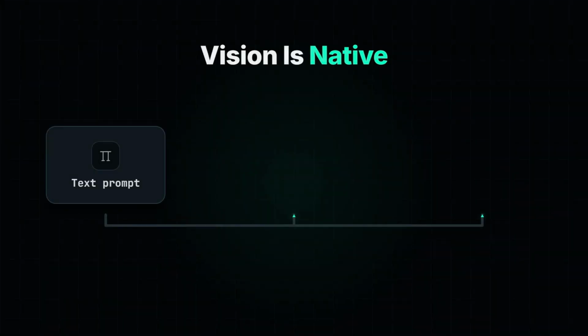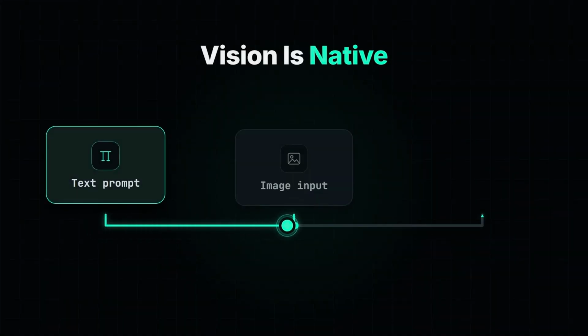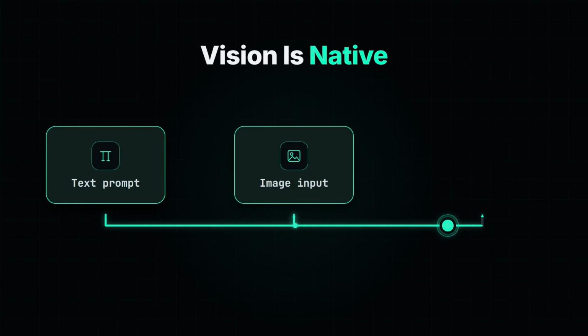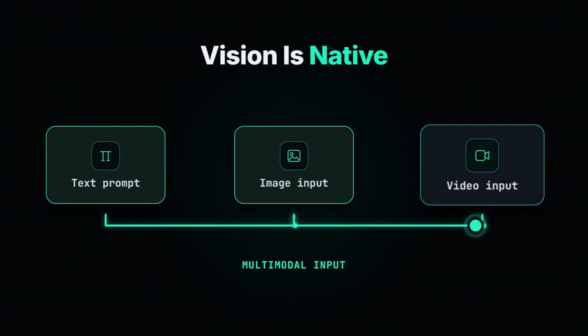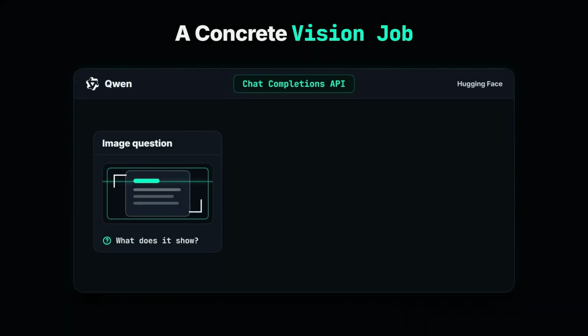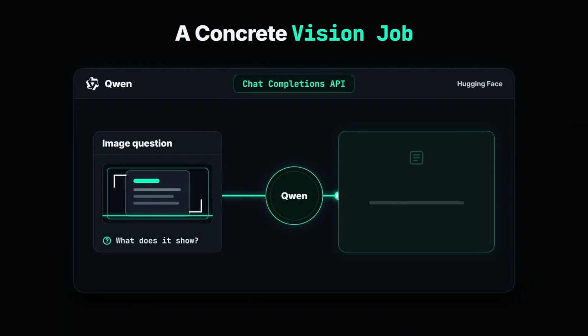Suppose you ask about a diagram instead of pasting text. Accepting text, images, and video is called multimodal input. For example, Qwen sends an image and question through the same chat API. Your document tools can keep one interface.